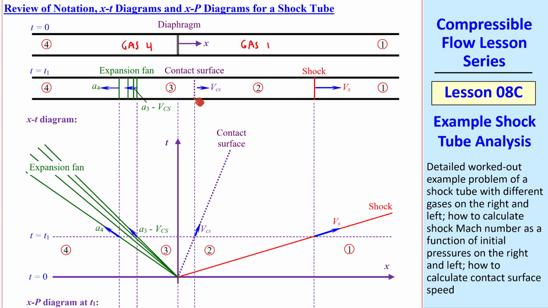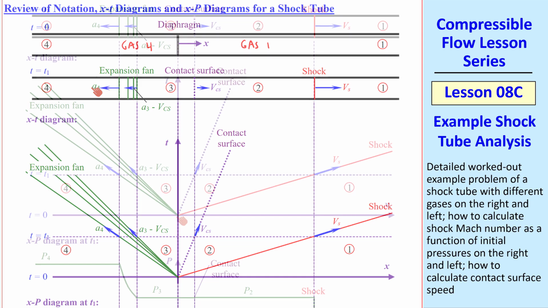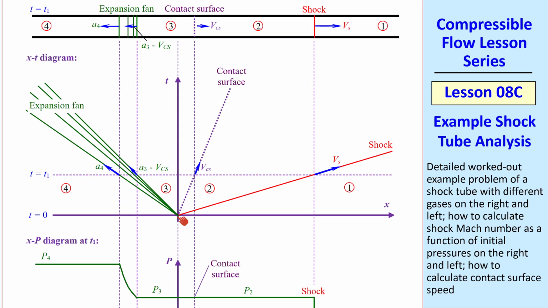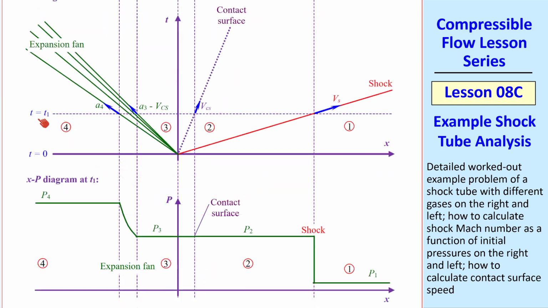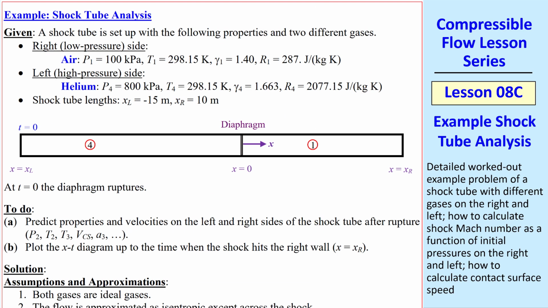On the other side of the contact surface, we have the expansion fan, where the pressure rises isentropically from P3 to P4. Here's what this looks like on an XT diagram: the shock, contact surface, and the expansion fan, along with their speeds. And at time T1, we plot this XP diagram. You can see how the pressure changes throughout the shock tube at this instant in time. I also show the four regions, 1, 2, 3, and 4, on both of these diagrams. Now let's do our example.